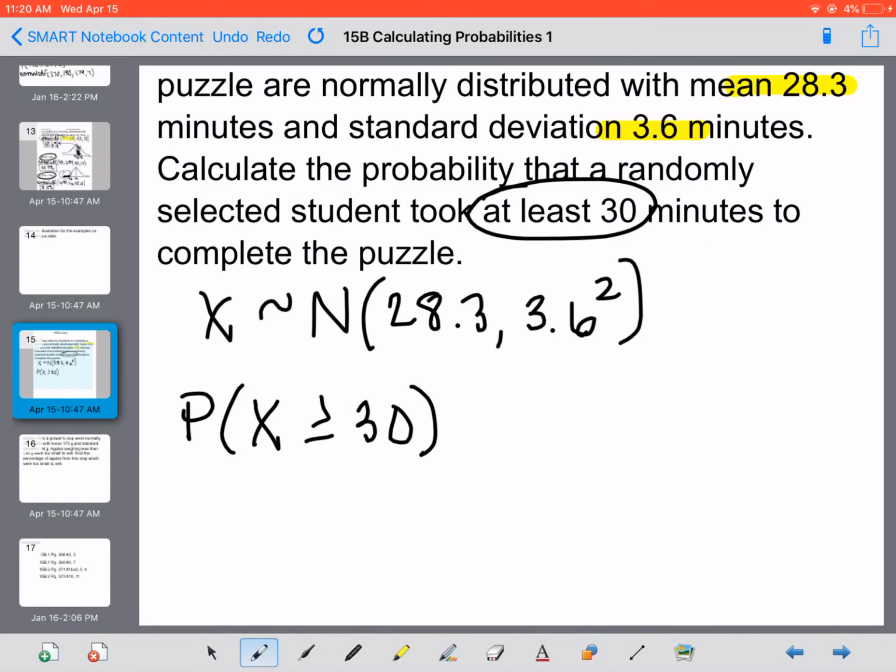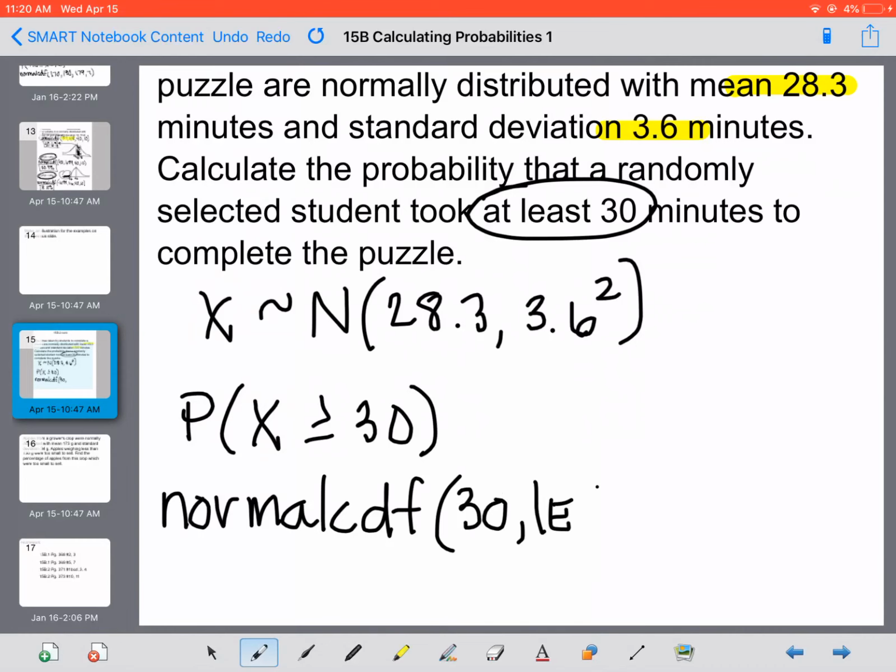So we've got to take those words and put it into the math. And now I know that it's 30, so I'm going to go to my calculator and do second vars and do our normal CDF, which is number 2. And I have greater than 30, which means 30 is my low, and positive infinity is my high. And then 28.3 is my mean, and 3.6 is my standard deviation.